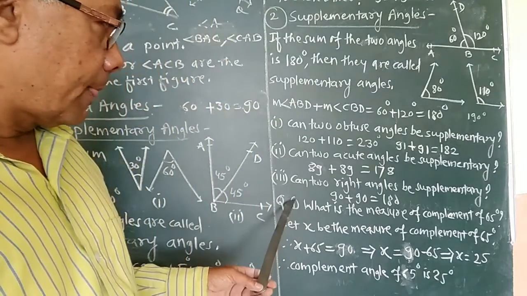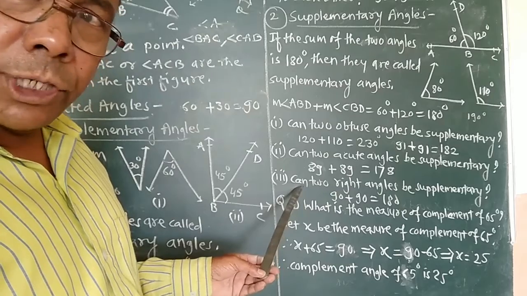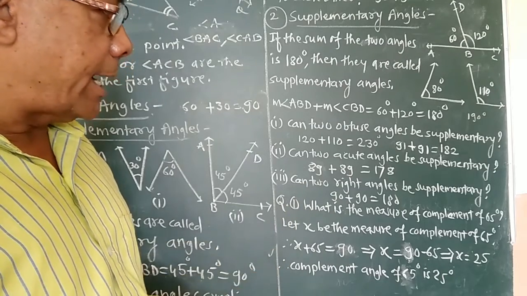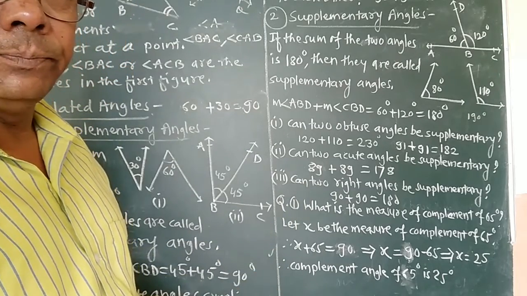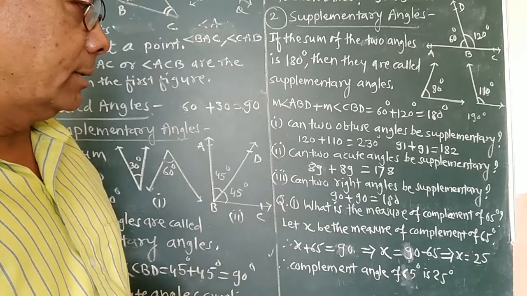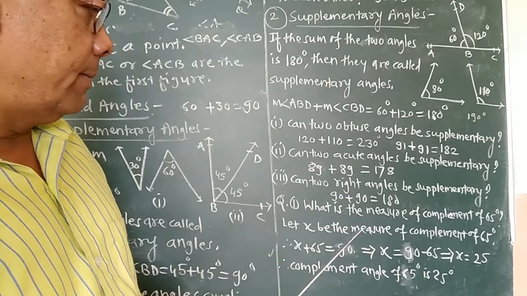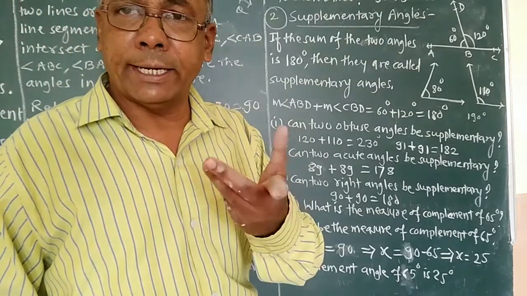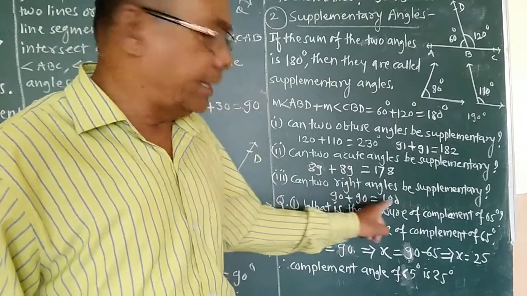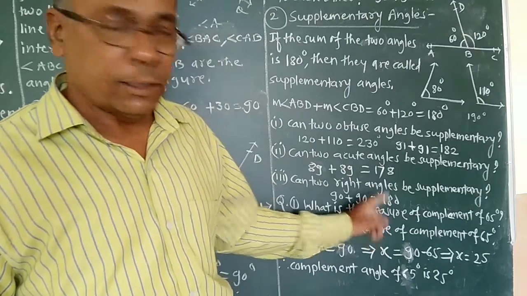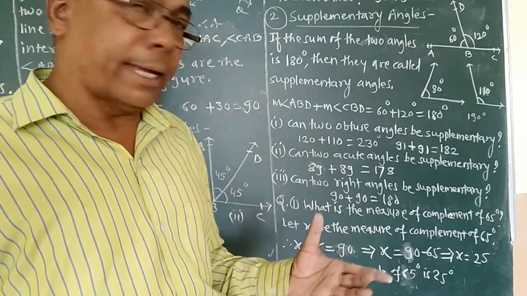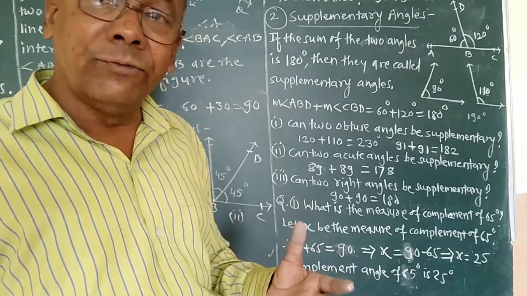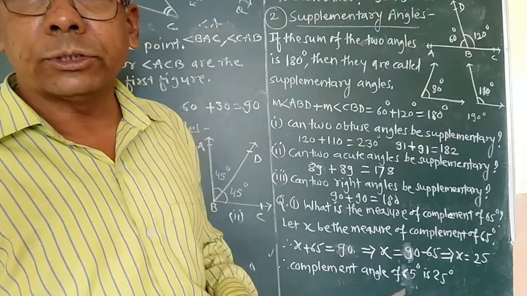Now, third question is that, can two right angles be supplementary? Can two right angles be supplementary? Here एका राईट अँगलचं मेजर असतं 90, दुसऱ्याचं सुद्धा 90. 90 plus 90 180, एक्झॅक्टली 180 आपल्याला मिळालं, and therefore the two right angles are always supplementary to each other.